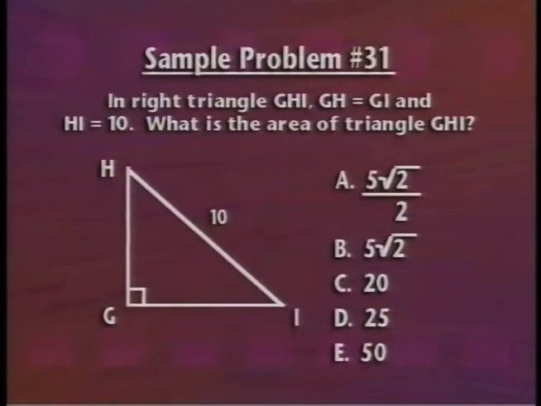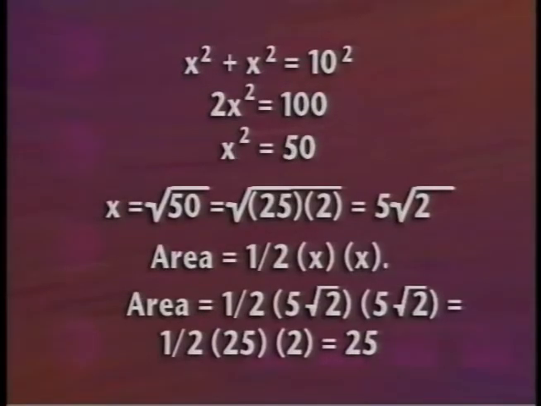Right triangle GHI is isosceles since two sides are equal. To calculate the area of this right triangle, we need the length of the two sides, which in this special case are equal to each other. The Pythagorean theorem in this case becomes x squared plus x squared equals 10 squared, 2x squared equals 100, x squared equals 50. Solving for x, x equals the square root of 50, which equals the square root of 25 times 2, which equals 5 times the square root of 2.